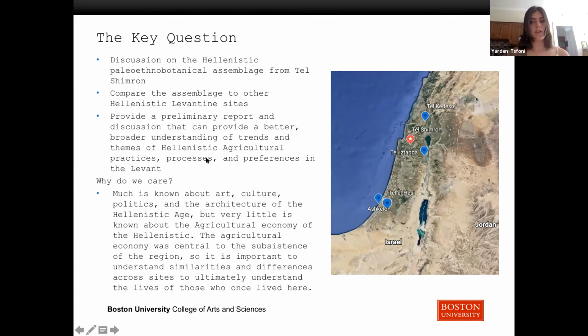But why do we care? Much is known about the art, culture, politics, and architecture of the Hellenistic age, but little is known about the agricultural economy of this period, which we know is the backbone of economic prosperity and driver of widespread trade in this region. Therefore, understanding the specific details of the agriculture itself will help us better understand the similarities and differences across Levantine sites, which is especially important in order to reach the ultimate goal of understanding the daily lives of those who once lived here, worked here, and experienced this reality.